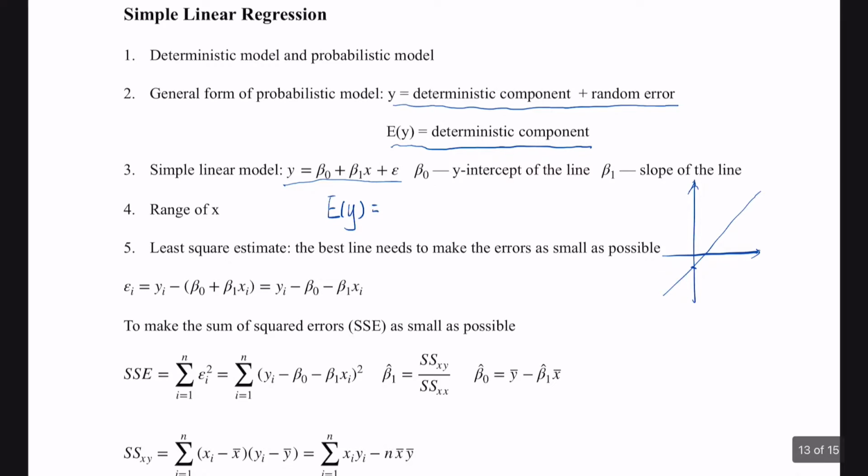So therefore, if we take a look at this formula here, the expected value of y always equal to beta 0 plus beta 1 multiplied by x. The epsilon here is the random error, is the random part. We cannot predict it. And please pay attention, if you are using this model, we have to take the range of x into consideration.